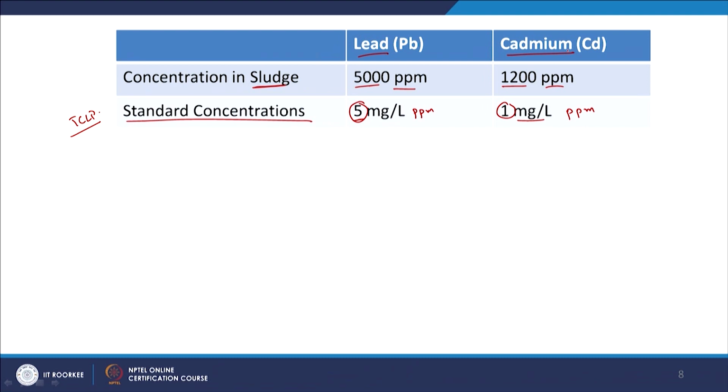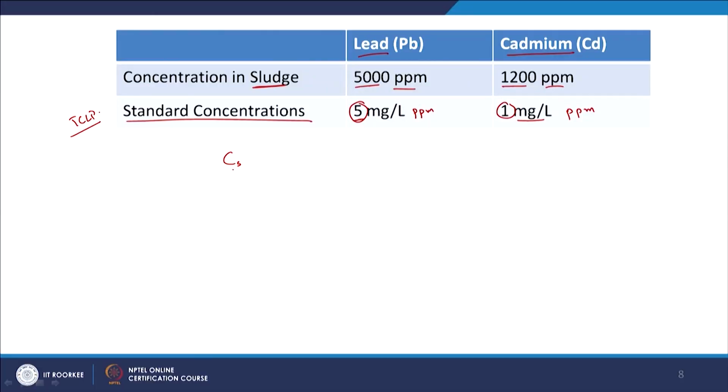So, one way to look at which pH to choose is to look at the ratio of the concentration in the sludge or waste to the standard concentrations, right. But here I see that both the ratios are the same, right, 5000 by 5 and more or less 1200 or 1000 by 1, more or less same, right. So, I can't really use this particular ratio. So, another ratio is, as we just mentioned, to look at the ratio of the equilibrium concentrations to the relevant standard, let us say, right. So, let us look at that.